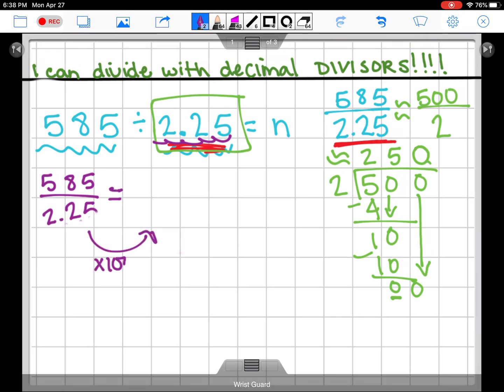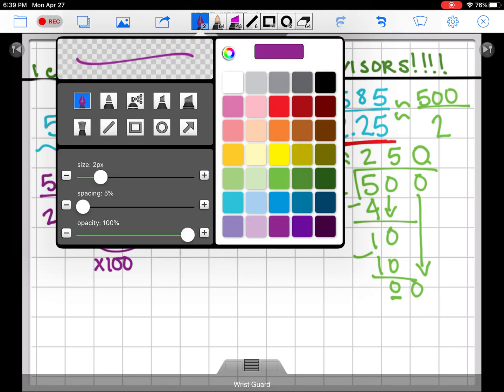Multiply my denominator by 100. Remember, it doesn't matter which order you multiply in, but that will give me a denominator of 225. And I'll multiply my numerator by 100, and that will give me 58,500. Holy cow, that is a huge problem to work with.